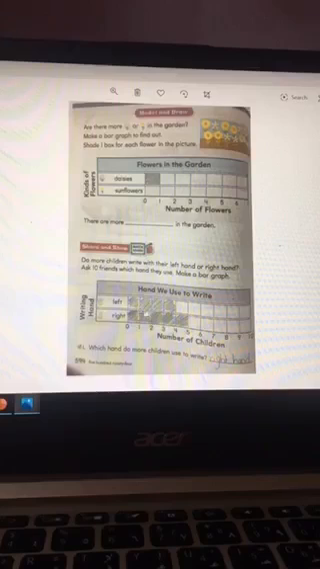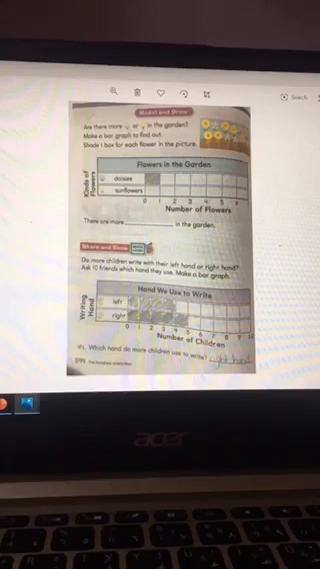In my opinion, the number of children who use the left hand is 4, okay? And in my opinion also, the number of children who use their right hand is 5, okay? Because I see that the children who use their right hand are more than the children who use their left hand, okay? This is my own opinion, okay? So that's how I did my bar graph.